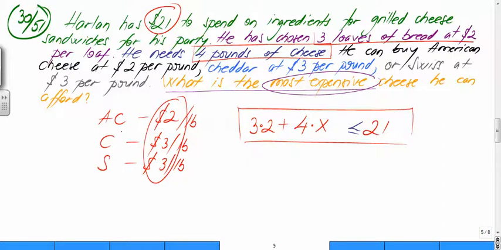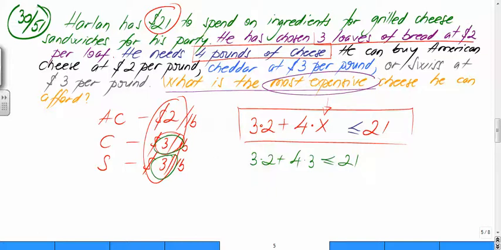There are a few ways in which you can go. You can try plugging in 3 into your inequality, or you can solve the inequality. You can choose whichever way. You can say, I'm going to plug in the most expensive cheese, which in this case is the cheddar and the Swiss. Plugging that into your expression, you have 3 times 2 plus 4 times 3 should be less than or equal to 21. Is that so? Well, let's see.